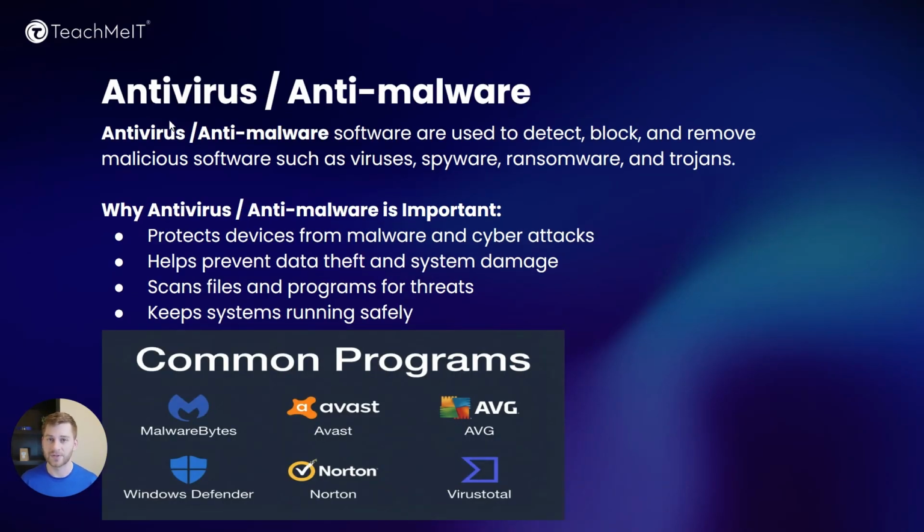Next is antivirus and anti-malware. You've definitely seen these, and you might have even used one before, or you might currently have one. These are essentially software that are used to detect, block, and remove malicious software such as viruses, spyware, ransomware, and Trojans. Antivirus and anti-malware are important because they help protect our devices from malware and cyber attacks. They also help prevent data theft as well as system damage. They help scan files and programs for threats, and overall, they help keep systems running safely and smoothly.